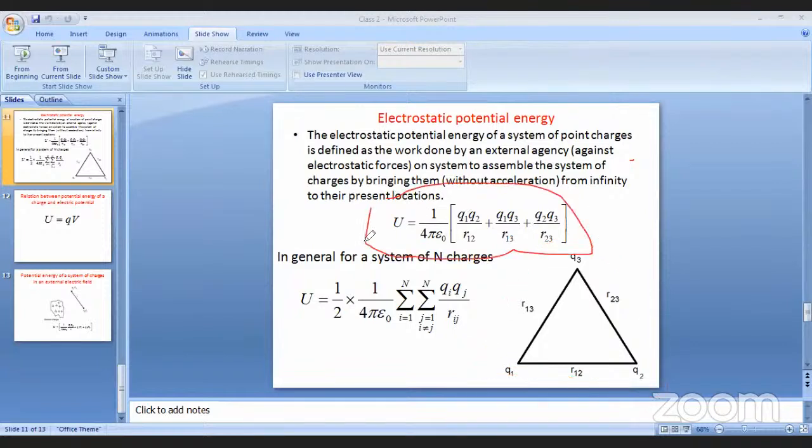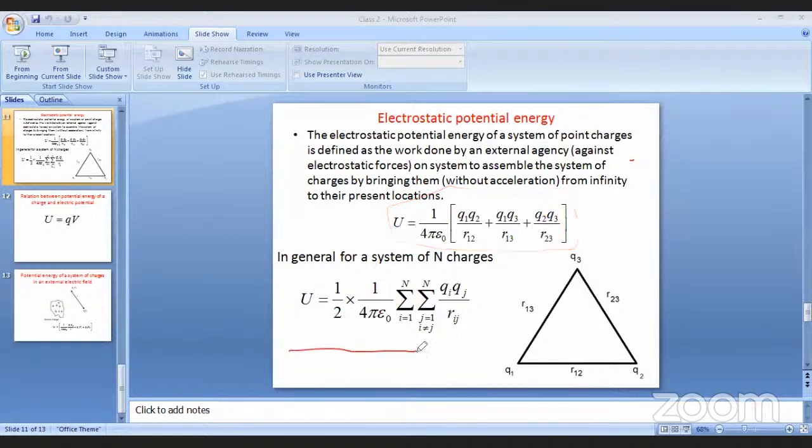U equal to 1 by 4 pi epsilon naught times Q1 Q2 by R12, plus Q1 Q3 by R13, plus Q2 Q3 by R23. Here R13 is the distance between the first charge and the third charge, R23 is the distance between the second charge and the third charge, and R12 is the distance between the first charge and the second charge. So U equals 1 by 4 pi epsilon naught, and you take the pairs of charges Q1 Q2, Q1 Q3 and Q2 Q3 and sum them. This is the potential energy for a system of 3 charges.